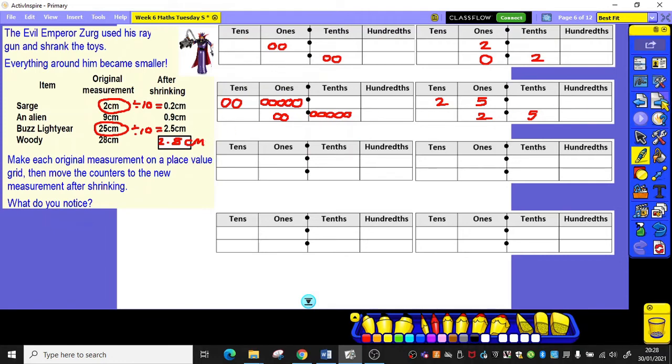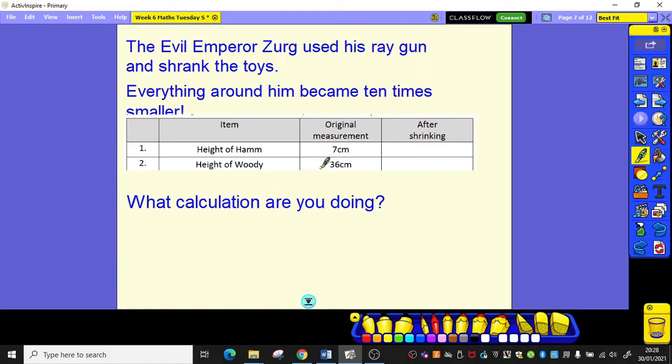So when you're faced today with a table like this, we need to remember that we are always dividing by 10. Okay? Have a go at these in your head. Perhaps you can work out that 7 is going to be 0.7 when it's divided by 10, and 36 is going to be 3.6 when we divide by 10.